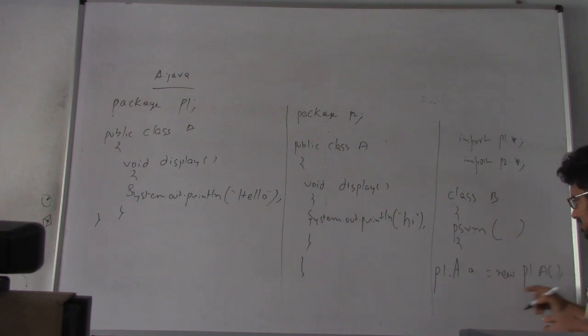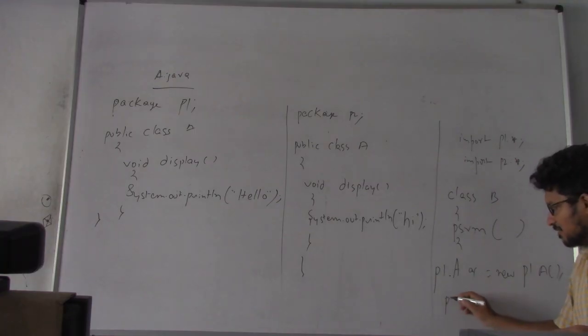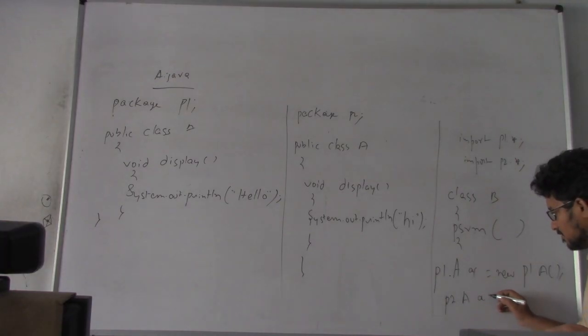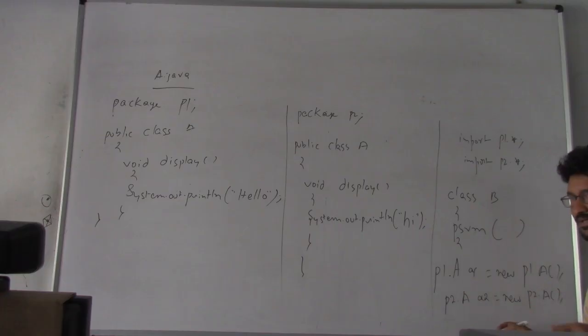Again, what problem here? A. You have to distinguish the objects. Similarly, what P2 dot A. Okay, equal to new P2 dot. This is a, again we can take a simple example in the exams.